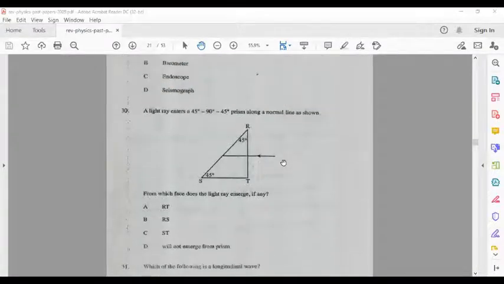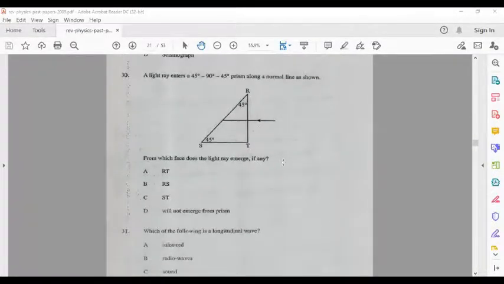Okay, and last one for this video. We have a light ray entering a 45, 90, 45 prism along a normal line shown. So this is a right-angled triangular prism. Okay, so this is a special case. This is kind of where reflection meets refraction. We got to know a little bit about both in order to understand why what happens actually happens.